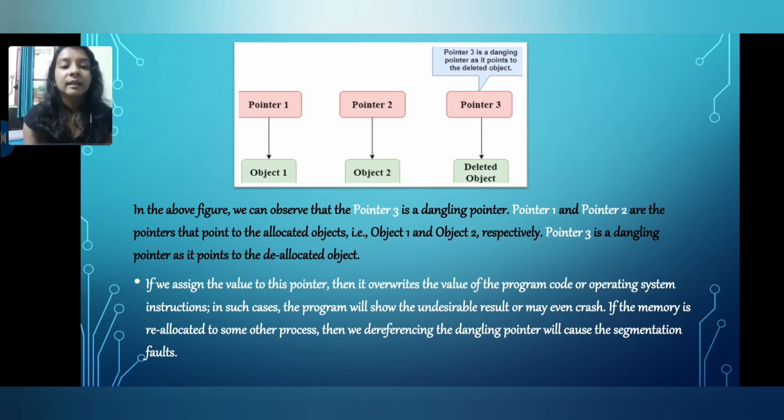If we assign a value to this pointer, then it actually overwrites the value of the program code or operating system instructions. In such cases, the program will show undesirable results as the code has been modified. It may even crash. If the memory is reallocated to some other process, then we are actually dereferencing the dangling pointer, which may cause segmentation faults. So you must be very careful that there are no dangling pointers in your program.